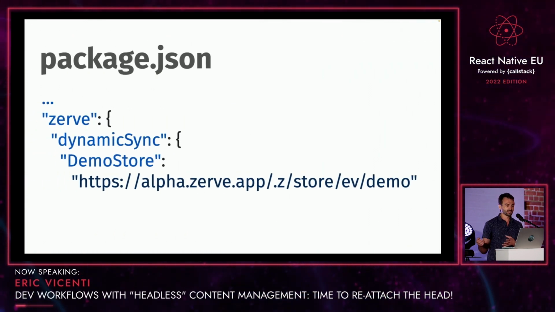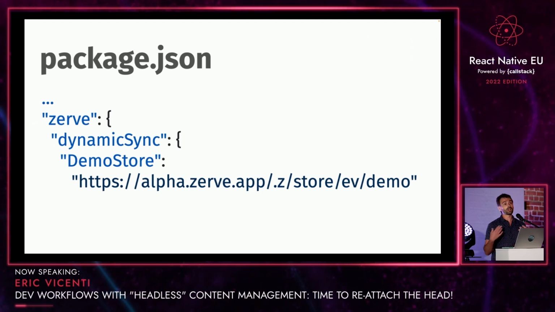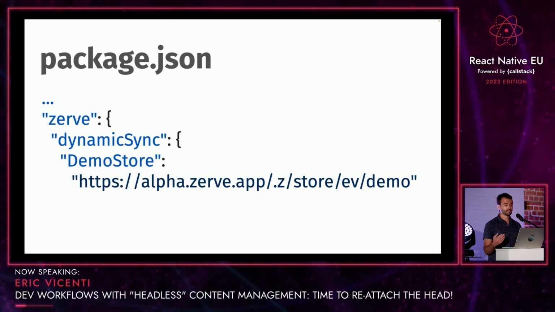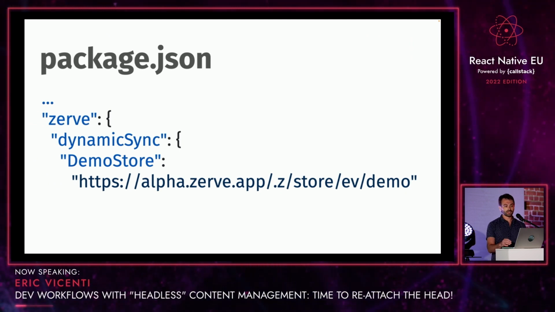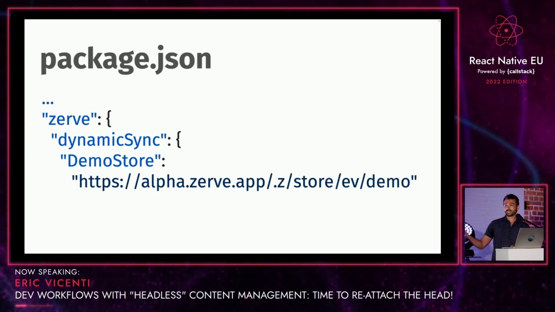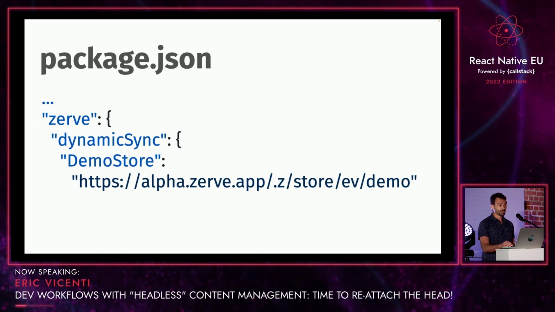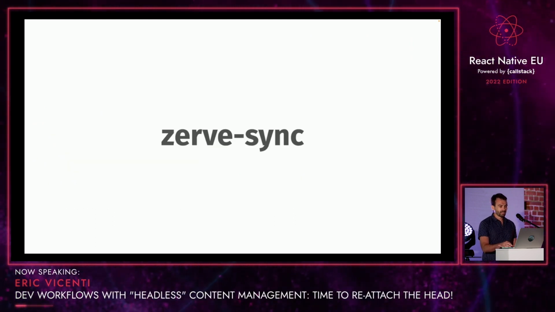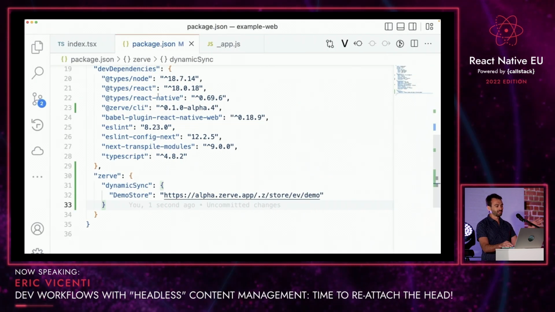Basically, the Zerv field has a dynamic sync, which means that this is content that's going to be synced to your client. And the demo store is what we're calling it in our code base. So this is a local name that's going to be basically the name of our client. And then here's the URL of the store. Specifically, you can see it's got the username and the store name in there. And then when you run Zerv sync, it creates the client for you, right? Pretty fun and straightforward stuff.